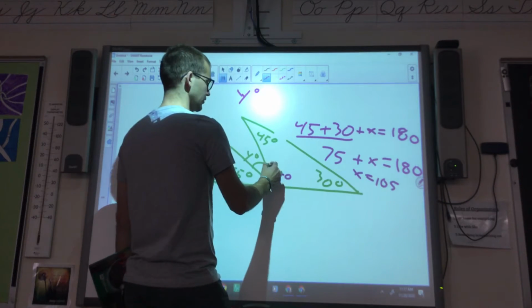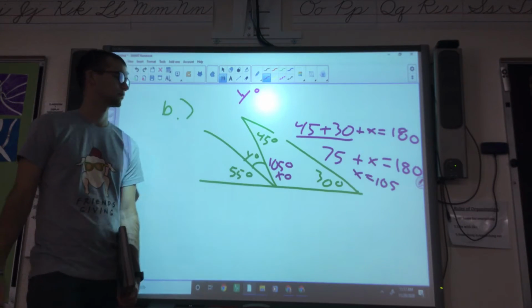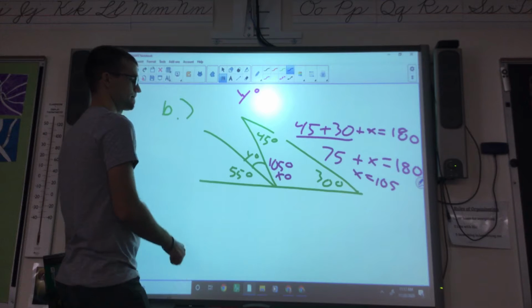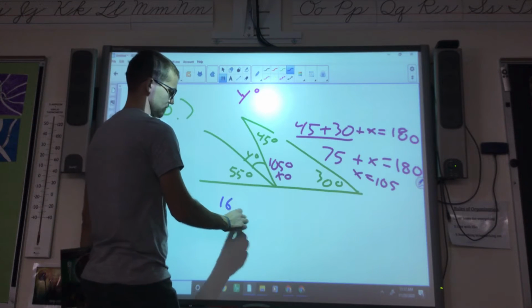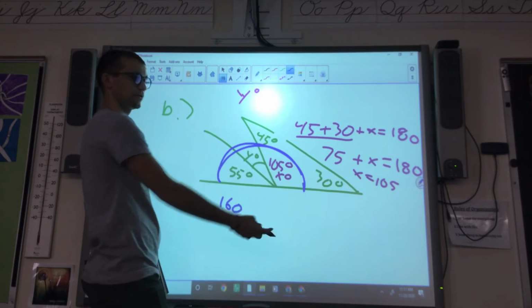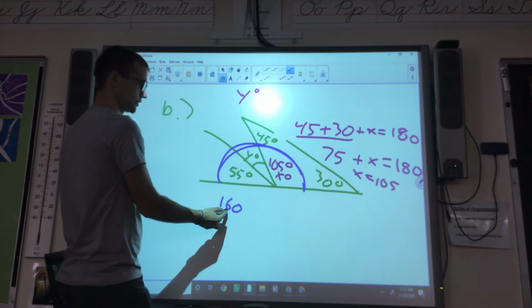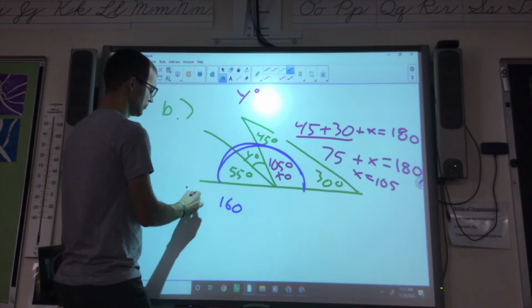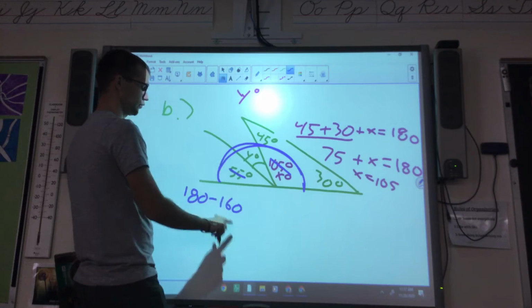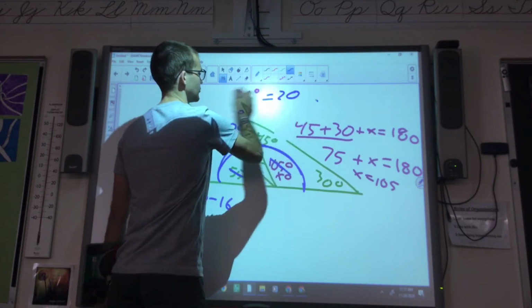So if x is 105, how do we figure out what y is? It's 105 plus 55, which is 160. 180 minus 160 is 20. And we know this is a straight line, so all of these angles together are supplementary, add up to 180. 55 plus 105 is 160. 180 minus 160, which are these two, gives you this one, which means this is 20 degrees, and that's your answer.